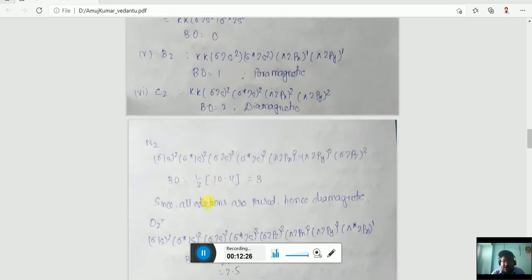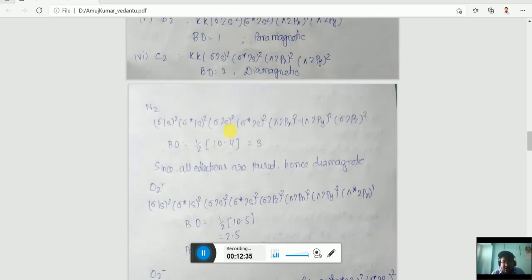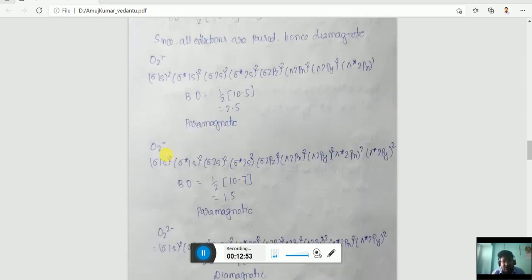here how will you detect whether this element is diamagnetic or paramagnetic? I will explain that. In this, all electrons are paired. There are no unpaired electrons, and this is diamagnetic. If there is an unpaired electron, then it is paramagnetic. In this case, here you see there is one unpaired electron, so this is paramagnetic. In case of O2 minus, this is paramagnetic. There is one unpaired electron.